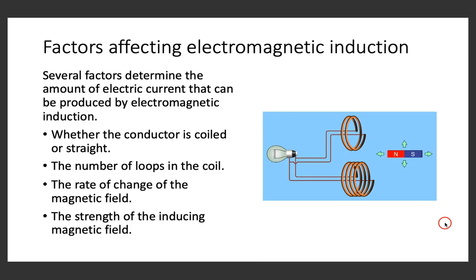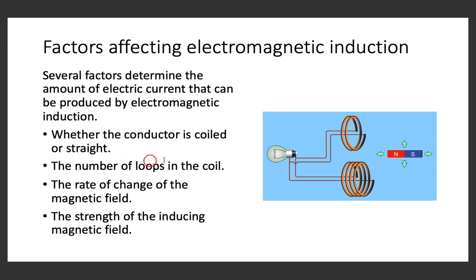Now, there are several factors that determine the amount of current that can be induced in this way. So one factor is simply whether the conductor is coiled or straight. So in this PhET simulation, we have coiled conductors. Even if the conductors were straight and you just kind of moved a magnet around near them, you would induce a current in the wire in that way. But it's not going to be as effective as when you coil them and plunge the magnet into the coil. So whether the conductor is coiled or straight, that's going to affect how much current is induced in the conductor.